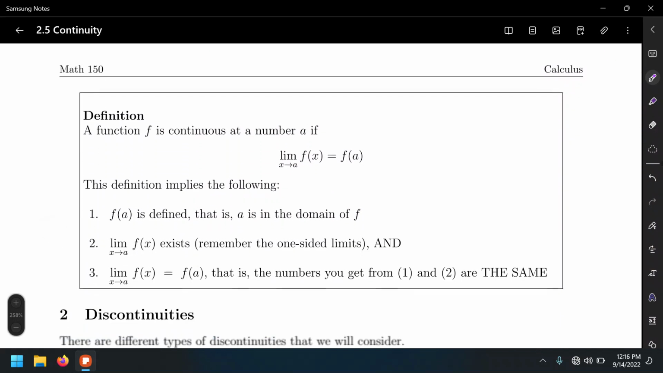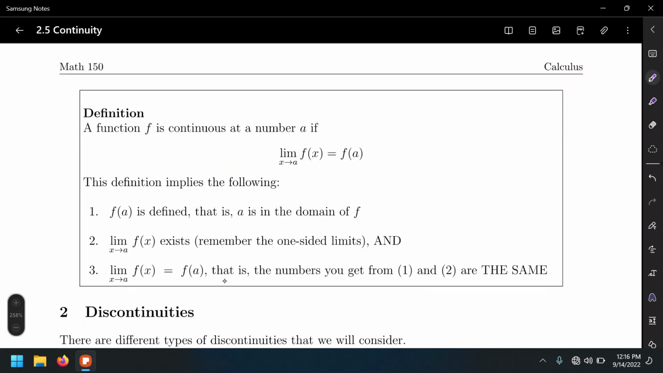And number three, well, that's pretty much the theorem here, the definition: the limit of the function has to be equal to the value of the function. They have to be the same.